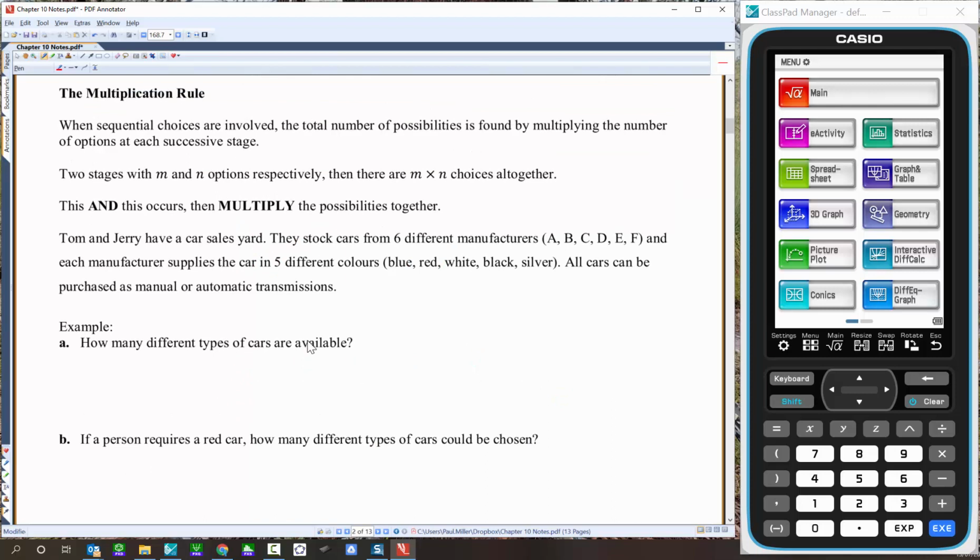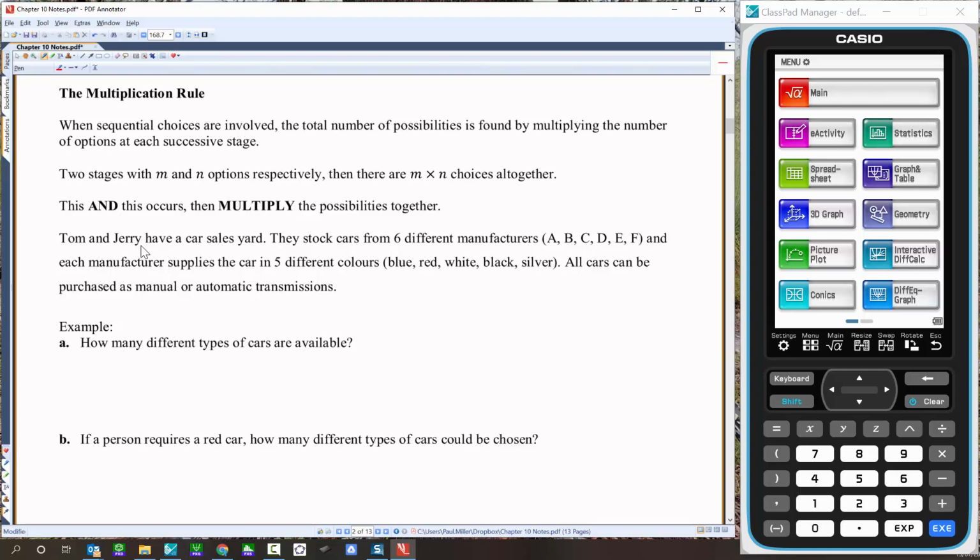All right, now let's have a look at the multiplication rule. When sequential choices are involved, the total number of possibilities is found by multiplying the number of options at each successive stage. 2 stages with m and n options result in m times n choices altogether. When something and something occurs, what we do is we multiply.